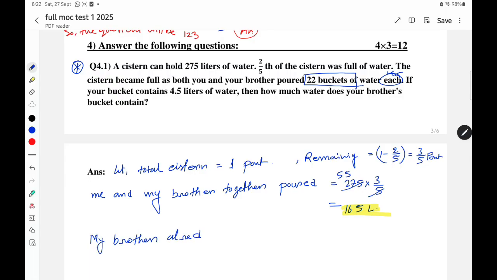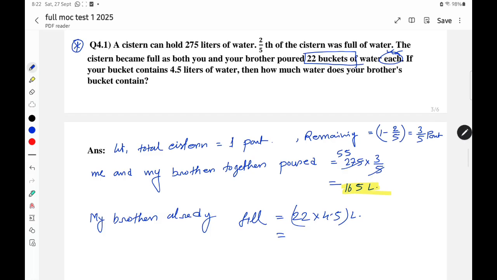So my brother already filled 22 into 4.5 liter. So that means কতটা হচ্ছে, 5 into 22 is 110, 11, 88 plus 11, 99 liter. 99 liter water already poured by my brother.